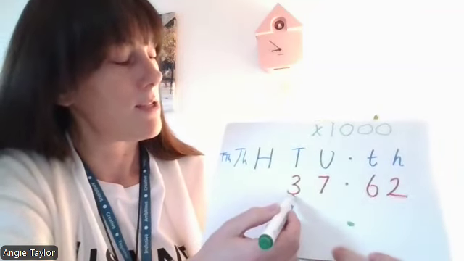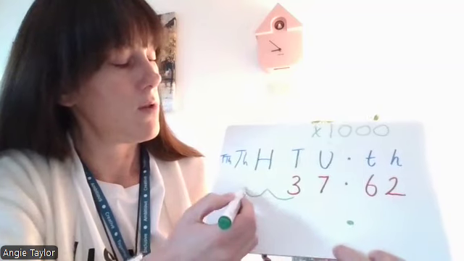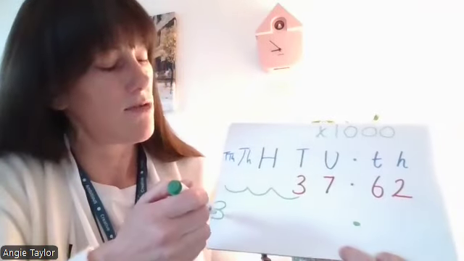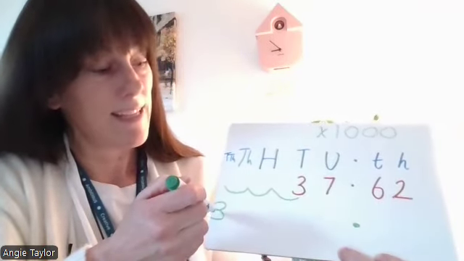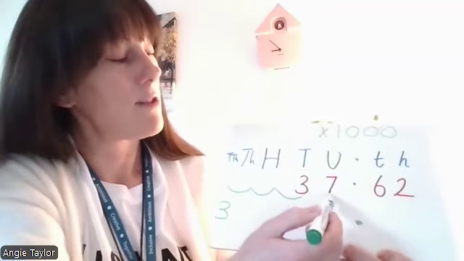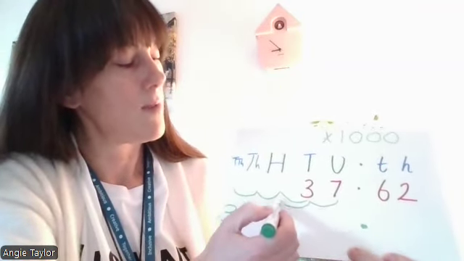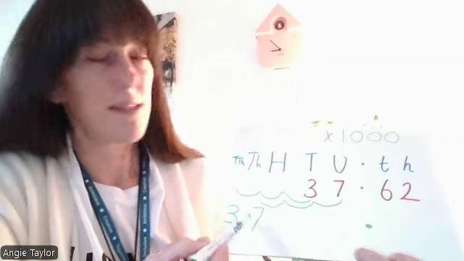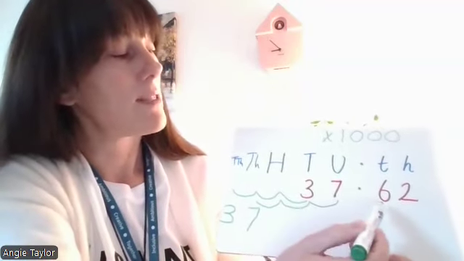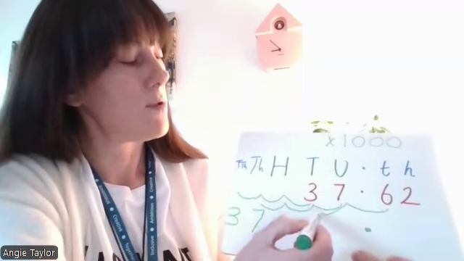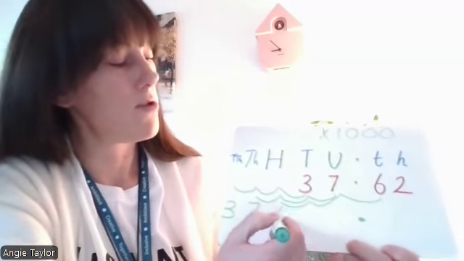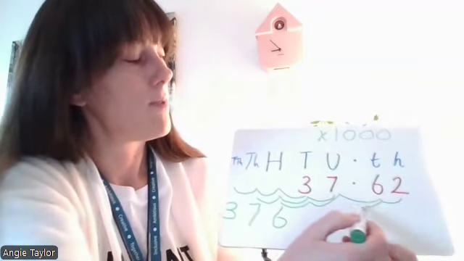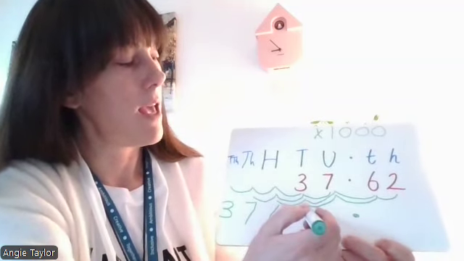So the 3 is going to go 1, 2, 3 places into the tens of thousands. So that 3 is now 30,000. Then our 7 is going to go 1, 2, 3 into the thousands column. So that is now worth 7,000. Our 6 is going to go 1, 2, 3 into our hundreds column. Our 2 is going to go 1, 2, 3 into the tens column.